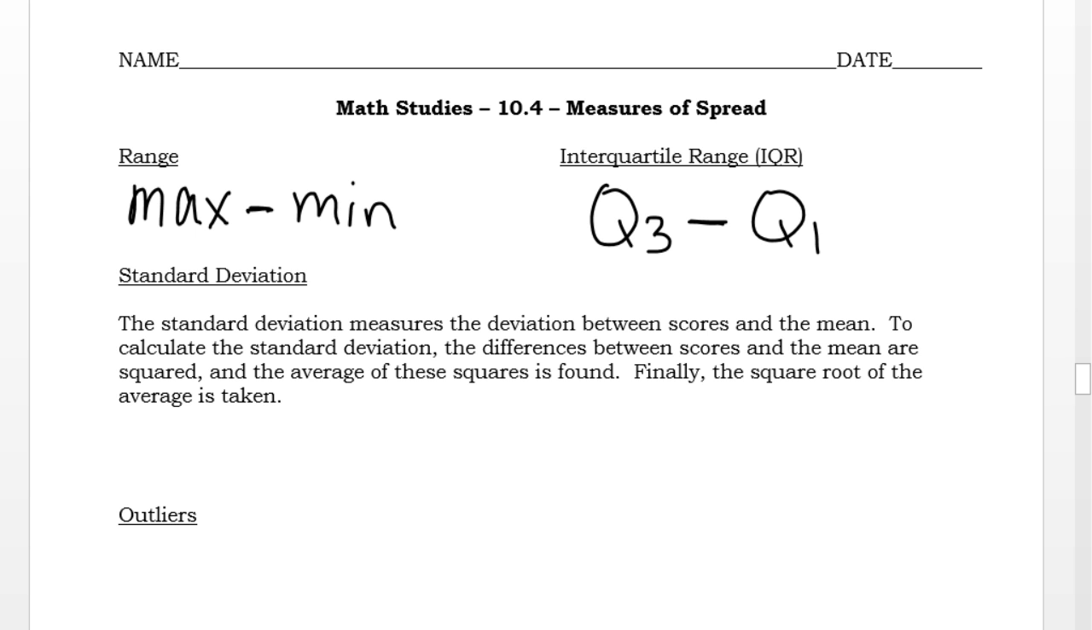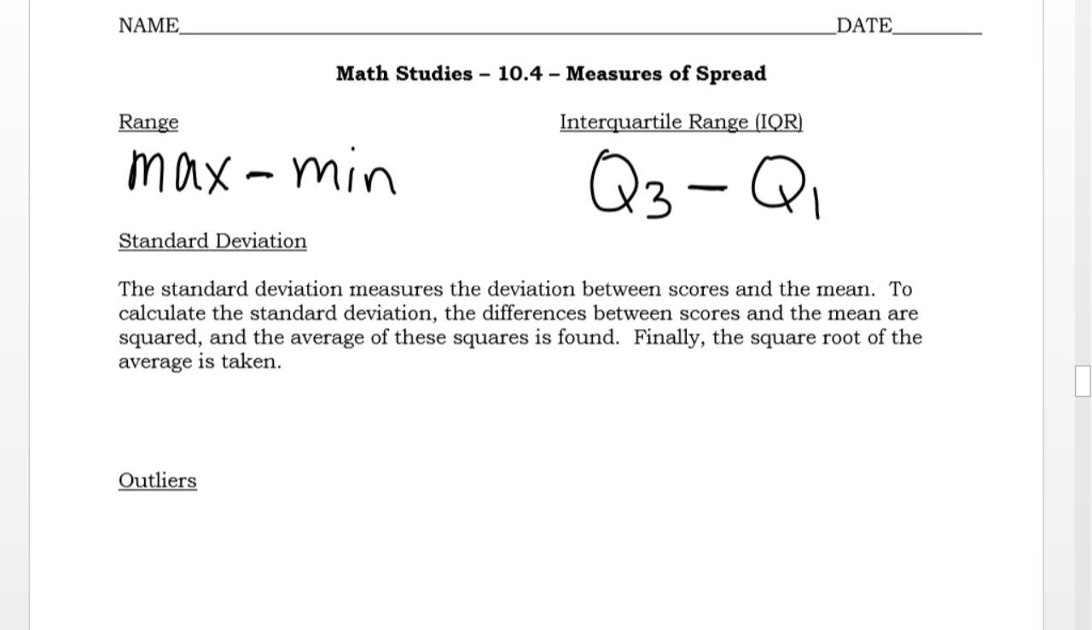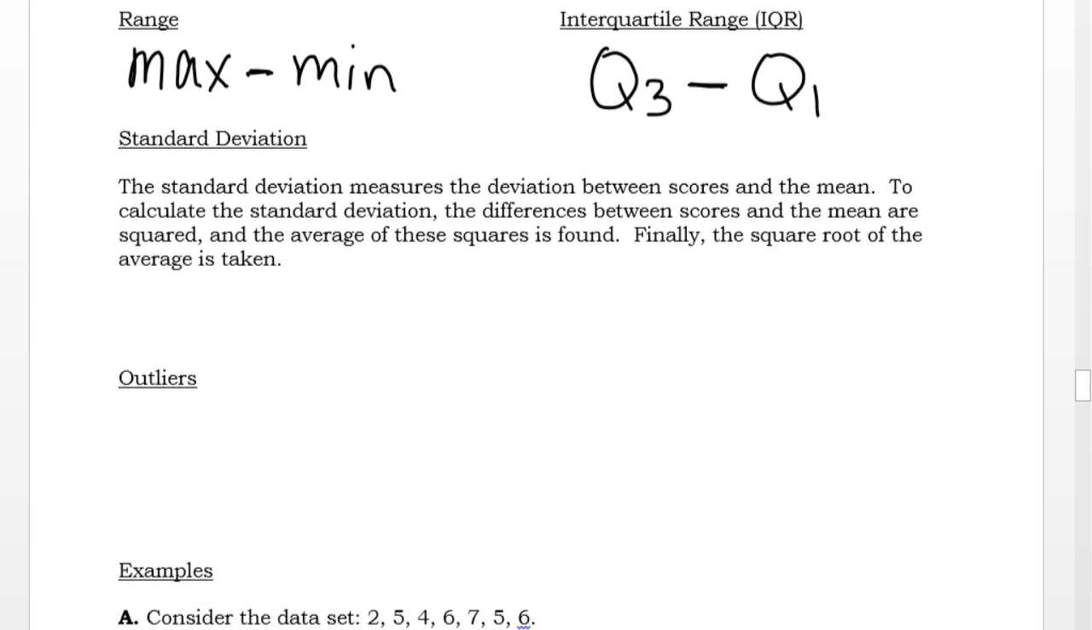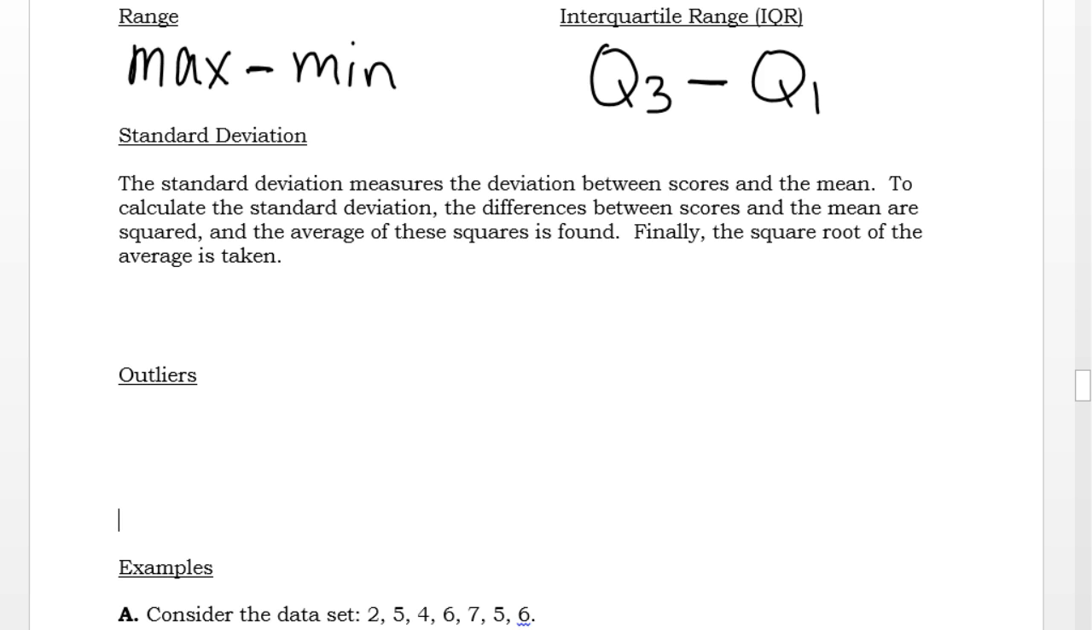In words, what it says is that you take the mean of a set of data and you get the difference between the mean and each of the scores. After you have all of the differences, you square the differences, get the mean of the differences, and then square root the mean. So we'll do an example of that down below.